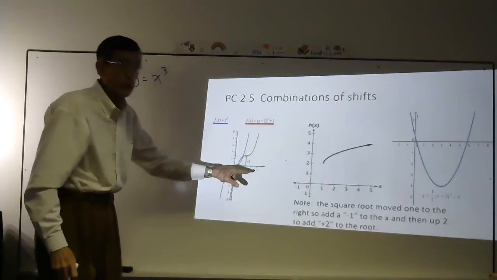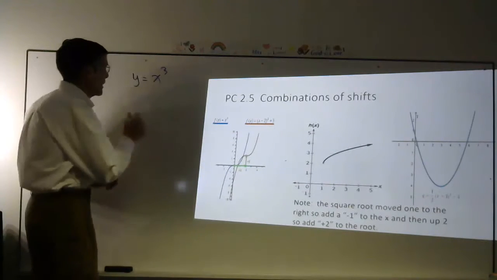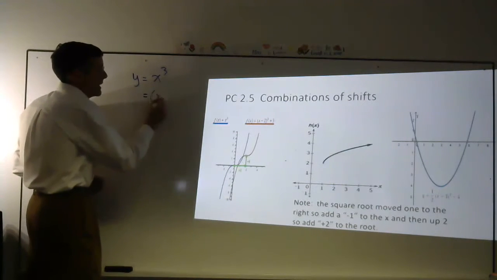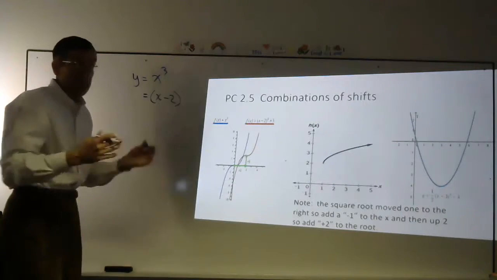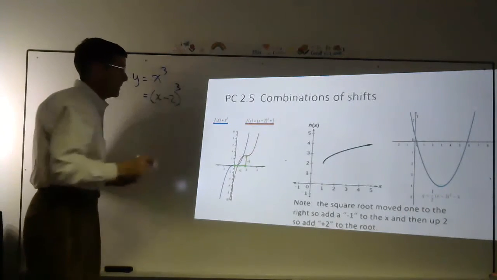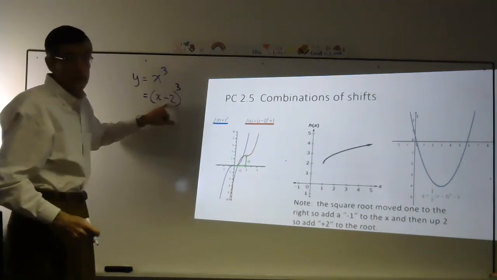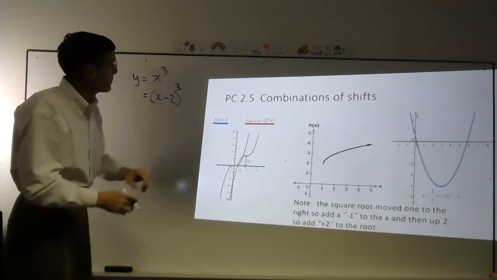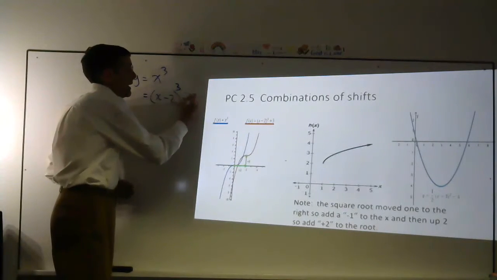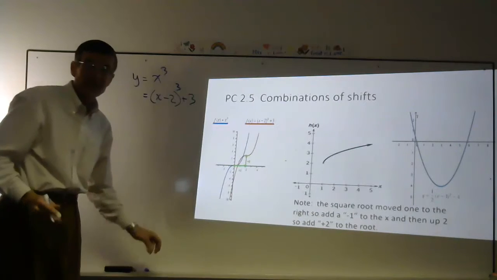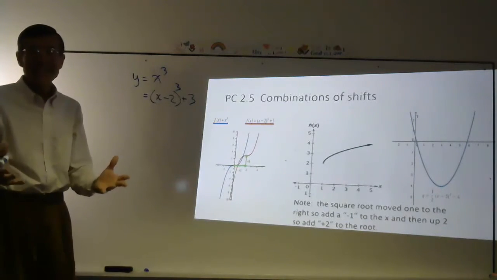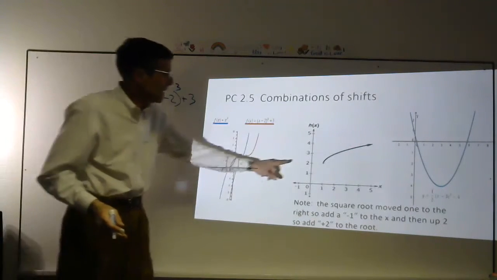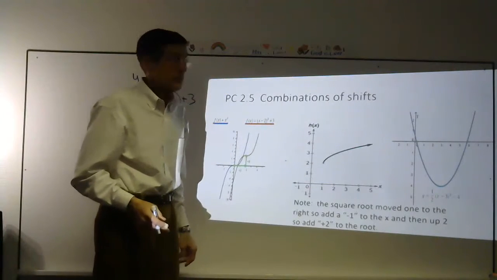The over 2 is a horizontal shift. So it's got to be an x minus 2. The opposite, huh? 2 to the right is a minus 2. Then up 3 is just a plus 3. This is incredibly easy.